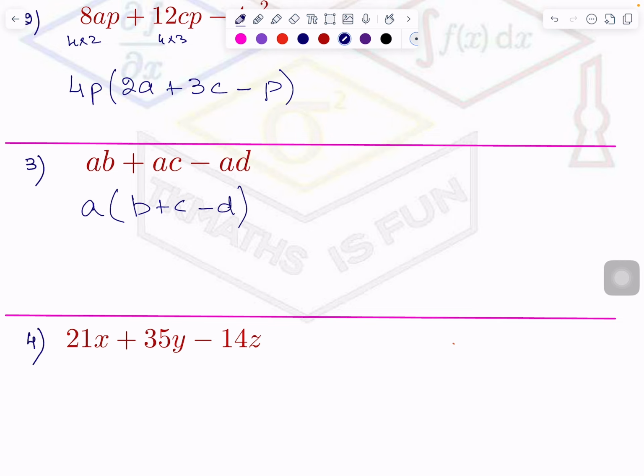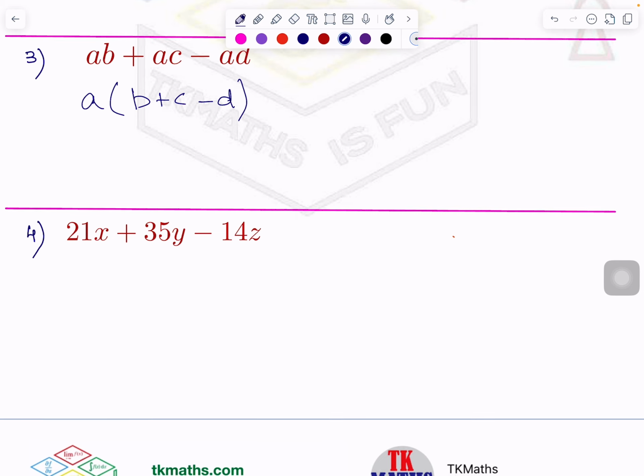Okay, and in this one, which letter is common? Is there anything common? 7. 7 3s are 21, 7 5s are 35, 7 2s are 14. Like I said, you need to have very strong tables here, only then it will be easy for you to understand. So 7 is common factor, which is out, so it is 3x minus 5y minus 2z. So this is how you will factorize 2 terms and 3 terms.